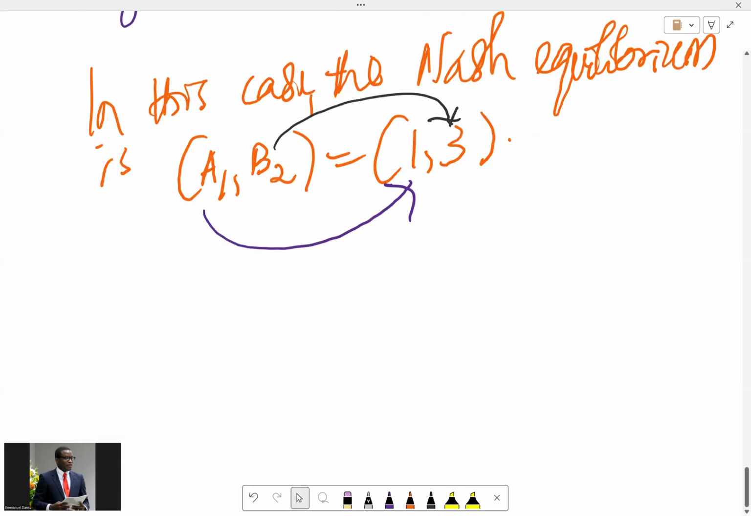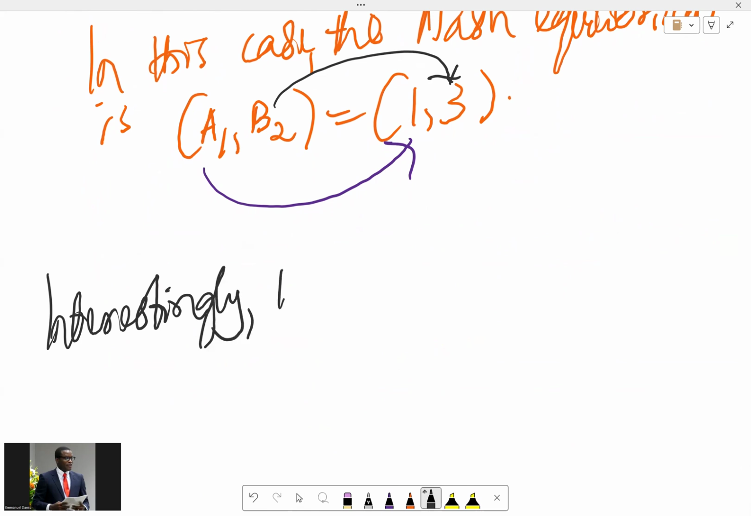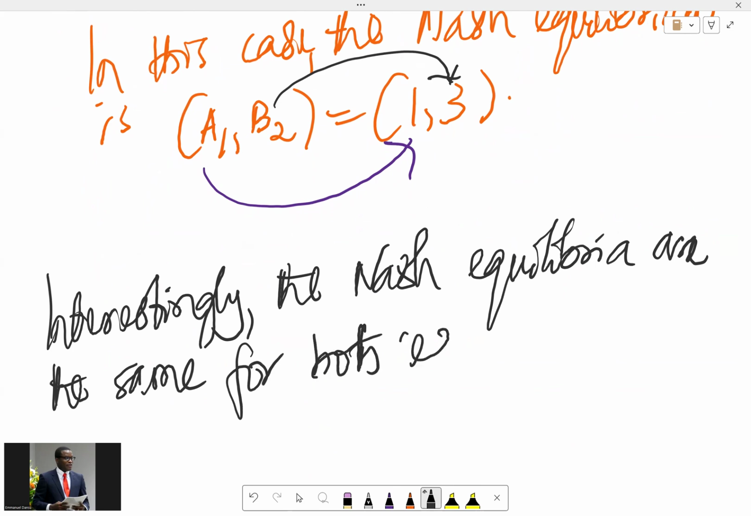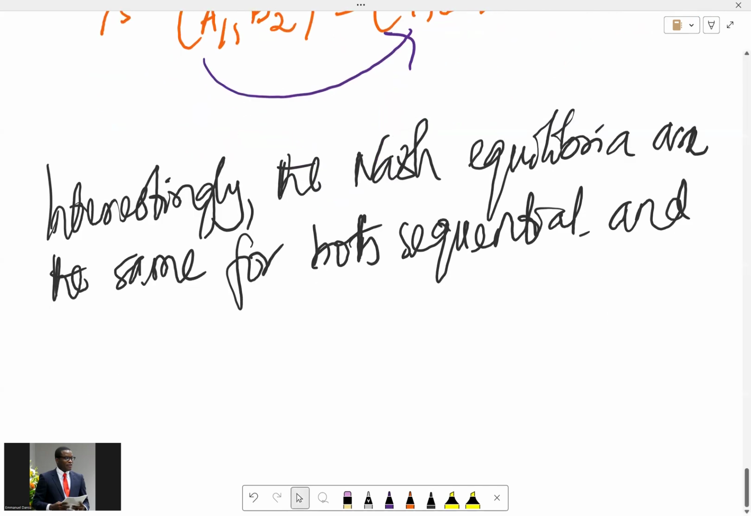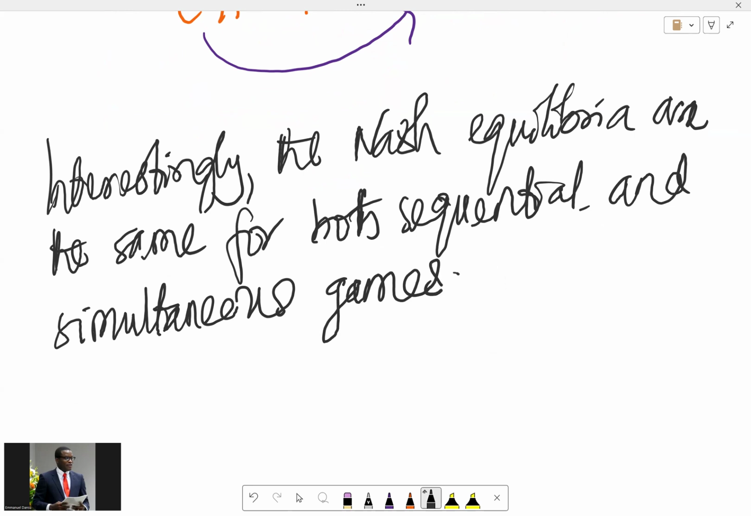Interestingly, let me write that still. Interestingly, the Nash equilibria are the same for both sequential and simultaneous games. Okay. So that's the end of this.